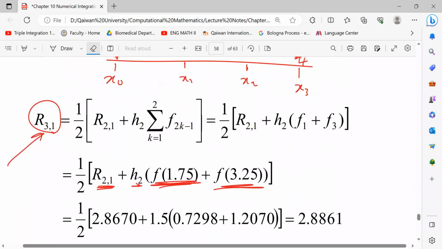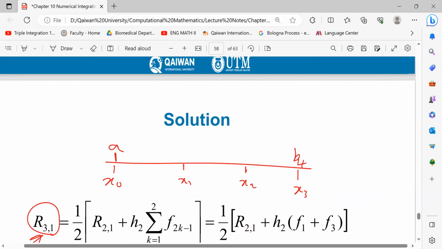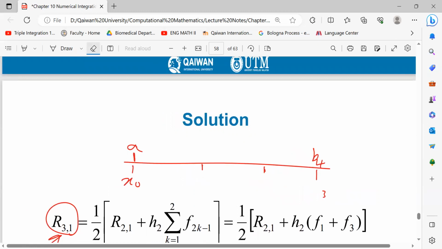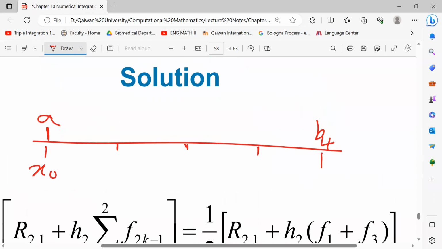Sorry, for R31 it should be 4 subintervals, not 3. Sorry for that. It should be 4 subintervals: 1, 2, 3, 4. There are 4 subintervals. This is x0, then x1, x2, x3, and x4.